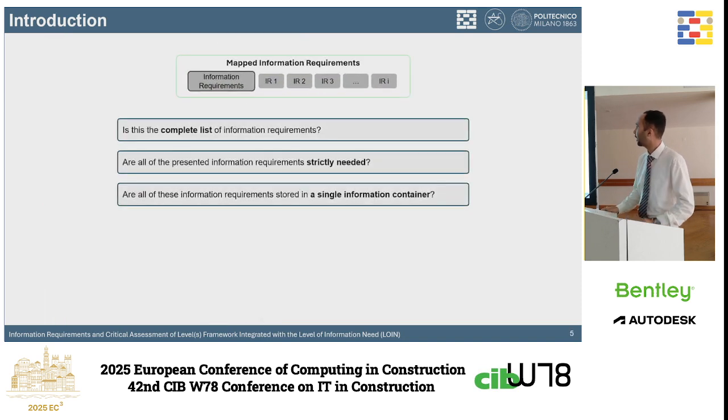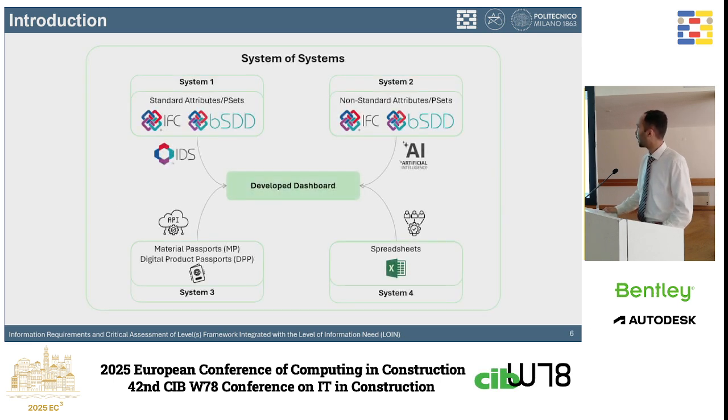So if we have such mapped information requirements and we have a list of them, again, we face some important questions. And these questions will define the aspects of our information management framework. The first one is: is this the complete list of the information requirements, and is all of this information strictly needed or not? And can all of these information requirements be stored in a single information container in a centralized approach or not? So we try to develop a dashboard based on a system of systems to provide and validate if those kinds of information exist in our model or not.